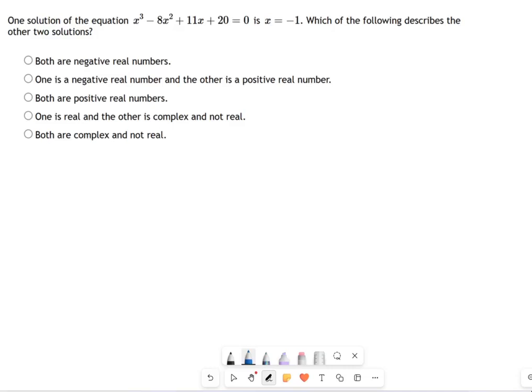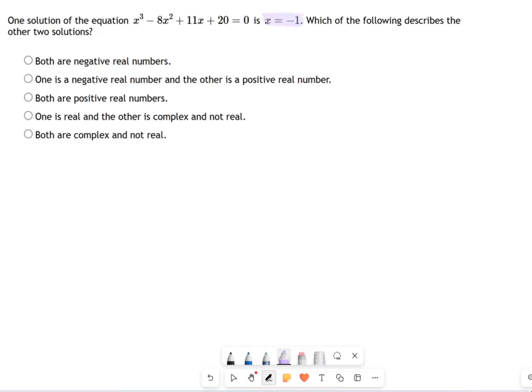This one's a bit of a challenge problem. We're in some of the harder ACT stuff right now, so if you don't understand what I'm doing, remember that this is building on a lot of skills that you have previously. The first thing we need to do is notice that it says one of the solutions is -1.